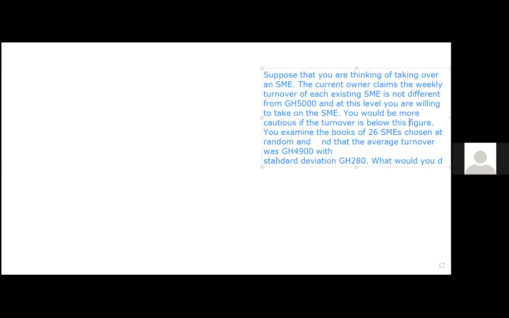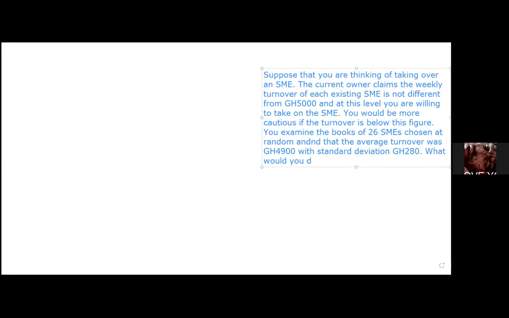You examine the books of 26 SMEs chosen at random, and the average turnover was 4,900 Ghana cedis with a standard deviation of 280 cedis. What would you do? So suppose that you are thinking of taking over an SME. The current owner claims the weekly turnover is not different from 5,000 Ghana cedis. You would be more cautious if the turnover is below this figure. You examine the books of 26 SMEs chosen at random, and the average turnover was 4,900 with a standard deviation of 280. What will you do?